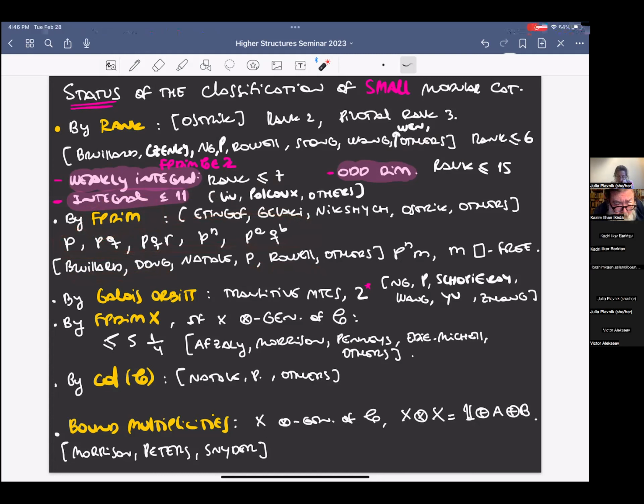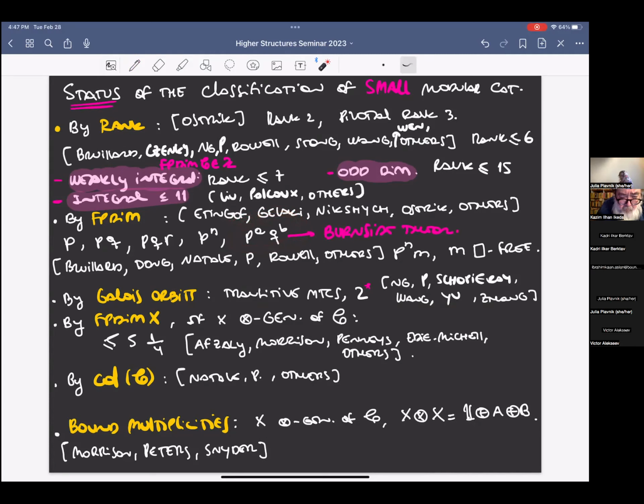Here, these are the cases that people were studying. Dimension p, a prime. Here, p and q are always prime. p, pq, pqr, p to the n, p to the a, q to the b. This is just not a classification, but it's a Burnside theorem. So some of the times we are not able to classify, but we are able to characterize. In this case, they prove that these categories are solvable.